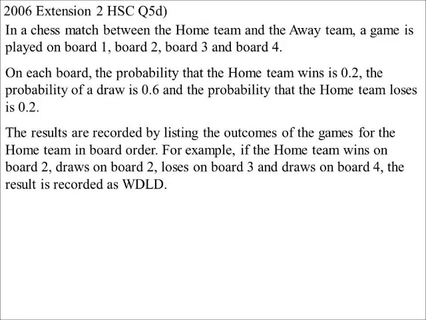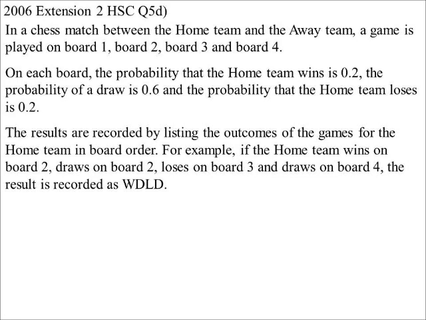Let's have a 2006 paper. Again, this is an extension 2 question. So it's a chess match, and there's the home team and the away team, very conveniently named. Games played on 4 boards, again conveniently named. Board 1, board 2, board 3 and board 4. On each board, the probability that the home team wins is 0.2, a draw is 0.6, and that the home team loses, or the away team wins, is 0.2.